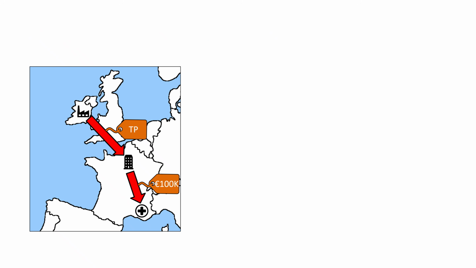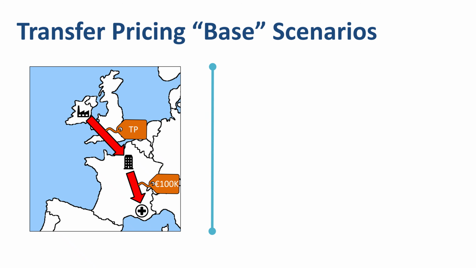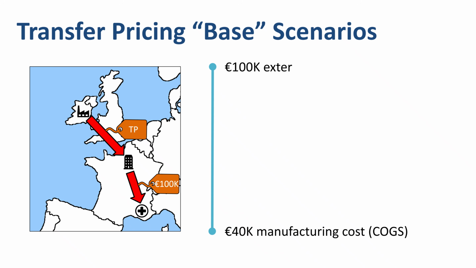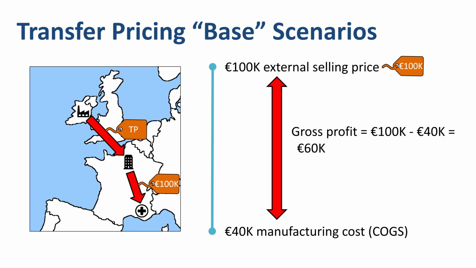Let's calculate several base scenarios for transfer pricing to get a feeling for the range of numbers that we are talking about. The lowest transfer price scenario is the 40,000 euros of manufacturing cost or cost of goods sold per unit that is incurred in the factory in Ireland. The highest transfer price scenario is the selling price of 100,000 euros to the external customer. In other words, there is a gross profit of 60,000 euros to split between Ireland and France.